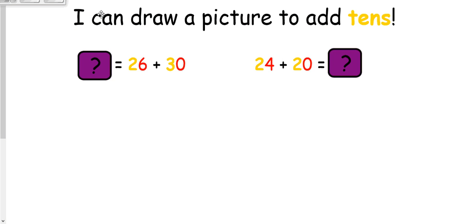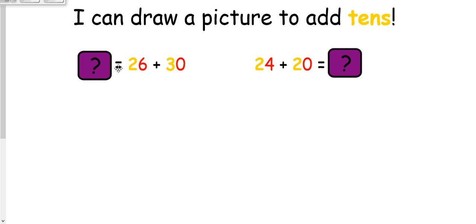So let's read our I can statement again, just to remind ourselves what we are going to be doing today. I can draw a picture to add tens. Let's read this problem. It says, uh-oh, I tried to get tricky. What did I do here? I put our unknown number in the beginning. Don't let me trick you. Let's read it and think carefully.